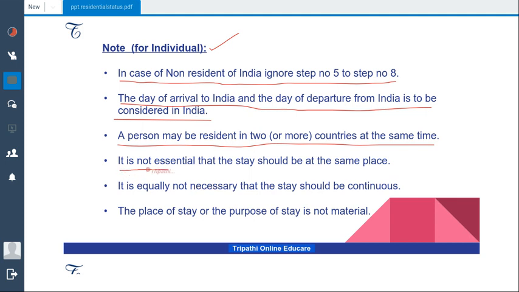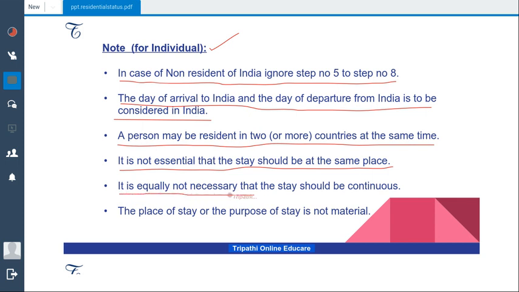Next point, it is not essential that the stay should be at the same place. Of course, if you are coming to Mumbai, it is not mandatory for you to stay in Mumbai only. Stay in Mumbai for 182 days, then only you leave, otherwise you will become non-resident of India. No, it is not like that. You can go to Kerala, then you can go to Jammu, you can go to Assam, you can travel any place in India, but you will have to be in India. The total number of days you will have to fulfill in India.